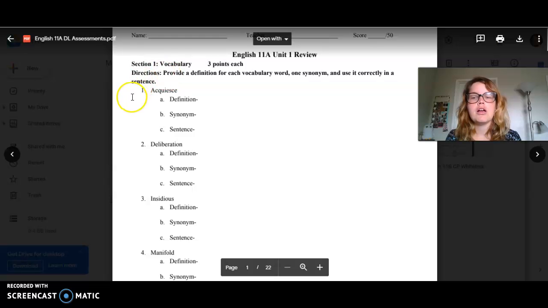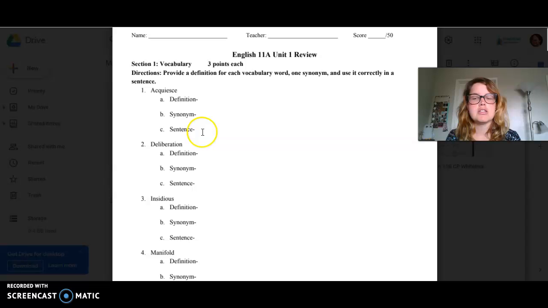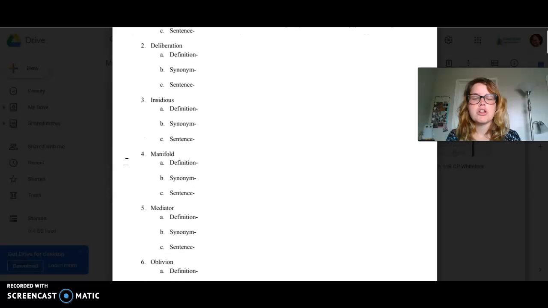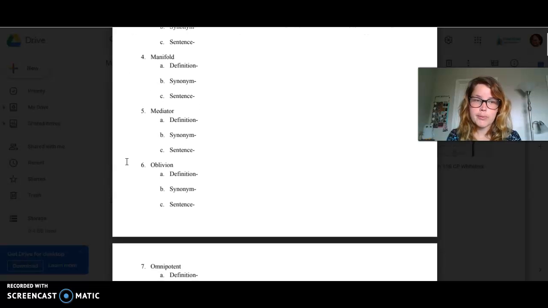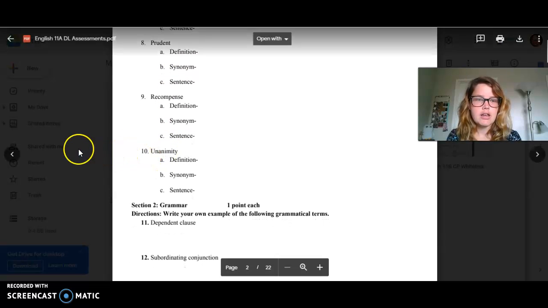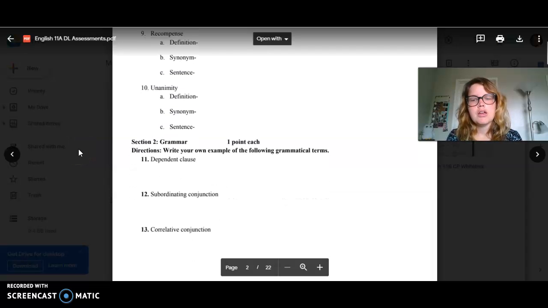So first part is vocabulary. You want to look at each of the words and provide a definition, a synonym, and a sentence. So like deliberation: definition, synonym, sentence. That's pretty straightforward. I am going to create a Quizlet that has vocabulary words. It will have more than just these 10, but it'll give you a little bit more practice with them.